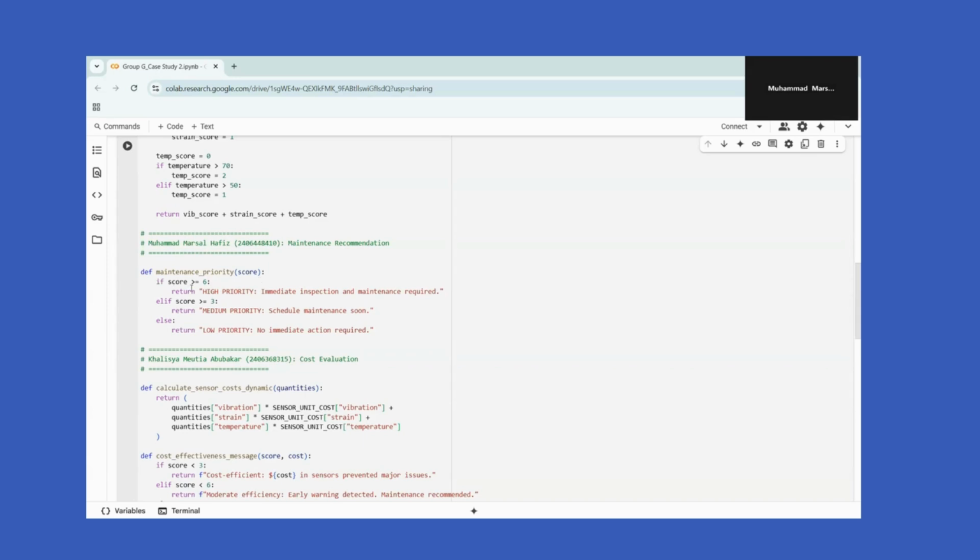If the score is 6 or more, we recommend immediate maintenance, where the structure is likely at risk because it's high priority. And if the score is between 3 and 5, which is still below 6, it's a moderate alert where maintenance should be scheduled soon. And if it's below 3, it means that the bridge is currently in safe condition or low priority, where no immediate action is required. Basically, this part turns the severity score into a clear and easy to understand decision.